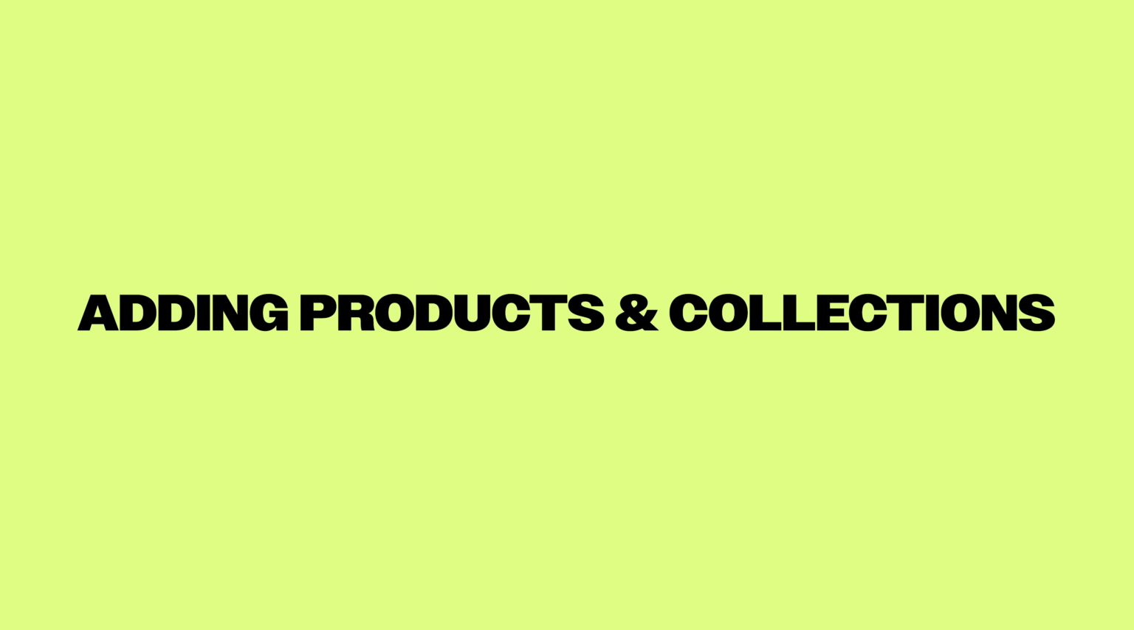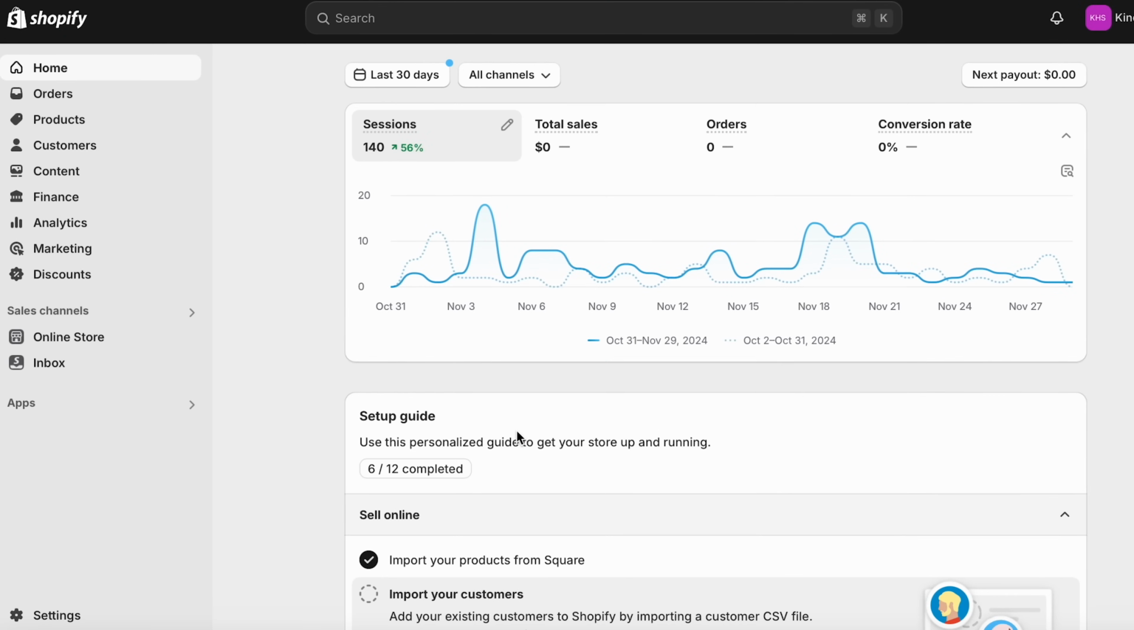That's right. When setting up your Shopify store, one of the most important steps is adding products and organizing them into collections. So now I'm going to walk you through exactly how to do just that. To get your products into Shopify, the first thing you need to do is navigate to the products section of your Shopify admin panel. Here's how to add your first product.